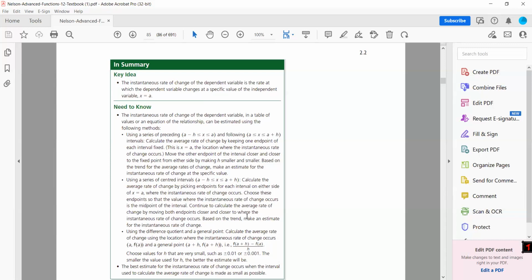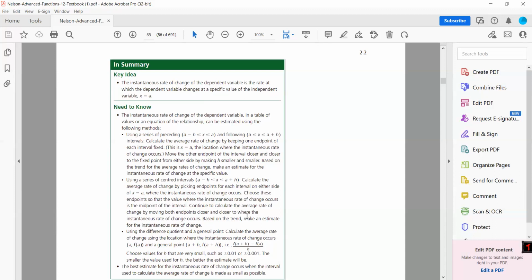Using a series of center intervals, calculate the average rate of change by picking endpoints for each interval on either side of x equals a, where the instantaneous rate of change occurs. Choose the endpoints so that the value where the instantaneous rate of change occurs is the midpoint of the interval. Continue to calculate the average rate of change by moving both endpoints closer and closer to where the instantaneous rate of change occurs. Based on the trend, make an estimate for the instantaneous rate of change.